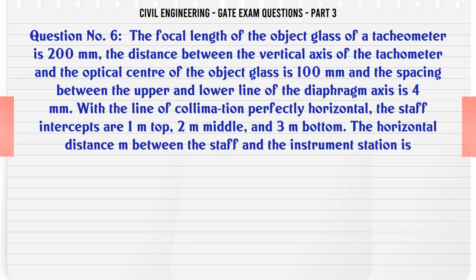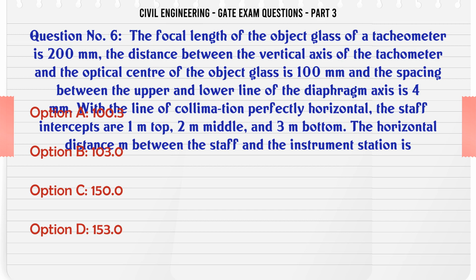The focal length of the object glass of a tacheometer is 200 mm. The distance between the vertical axis of the tacheometer and the optical center of the object glass is 100 mm, and the spacing between the upper and lower lines of the diaphragm is 4 mm. With the line of collimation perfectly horizontal, the staff intercepts are 1 m top, 2 m middle and 3 m bottom.